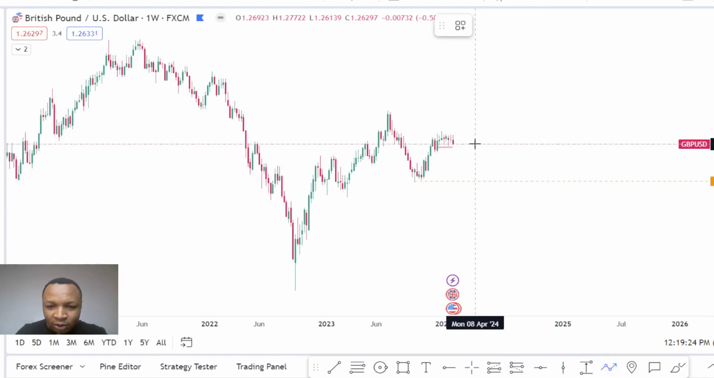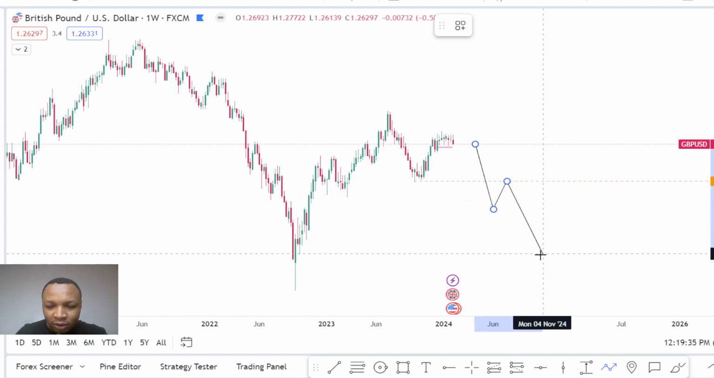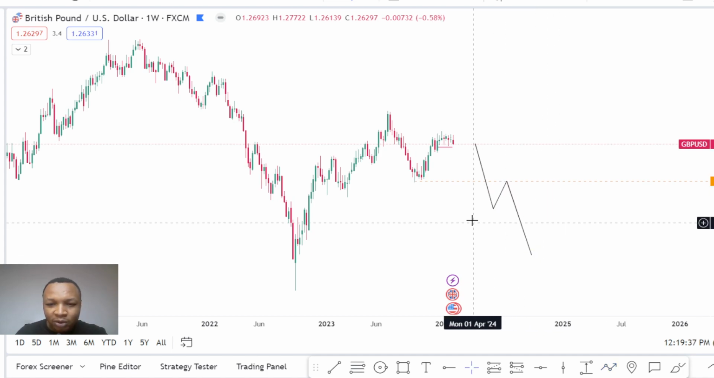So this is what we want to see on GBP/USD. Want to see it break this low, even this low right here. After breaking it, straight into this fair value gap and order block, and then retest this level, then continue further downward. So this is the expectation for GBP/USD on the weekly time frame.